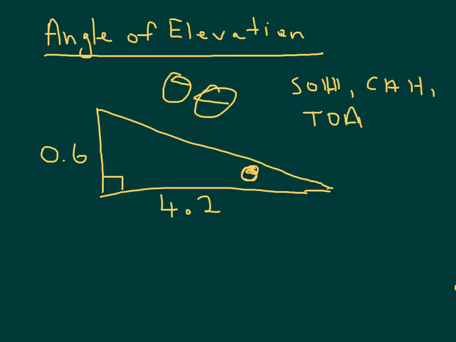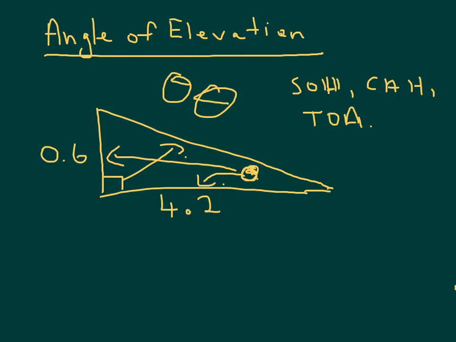Okay, so what we do is we focus on that angle and we ask ourselves this question. In relation to that angle, what side is that? Is it opposite, hypotenuse, or adjacent? Well, it's opposite, isn't it? The side marked 0.6 is opposite that angle. The hypotenuse, by the way, is always opposite the right angle. But what about the 4.2? That's adjacent, isn't it? Well, if it can't be opposite and it can't be hypotenuse, it must be adjacent.